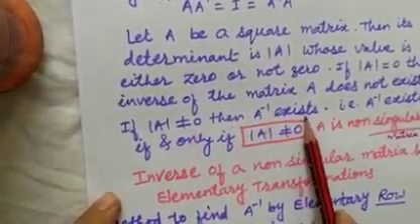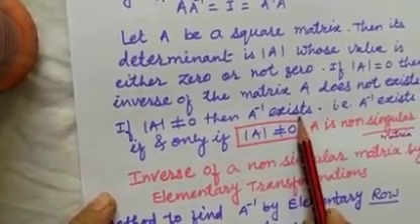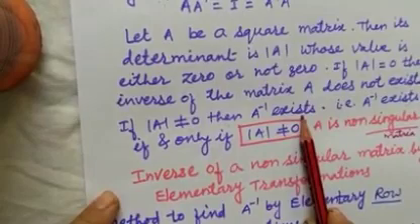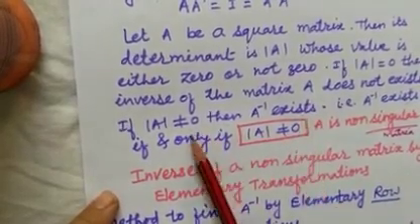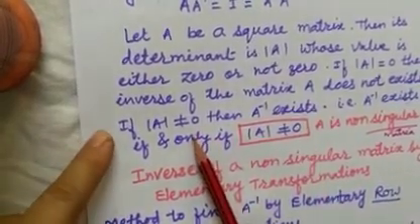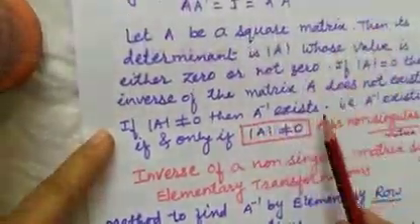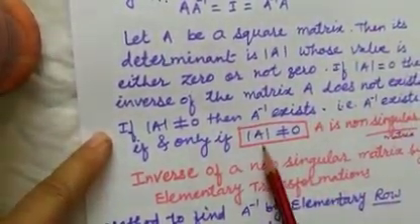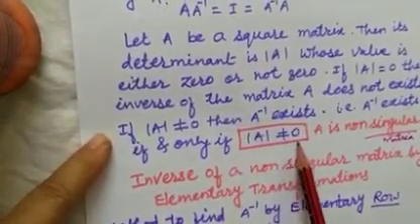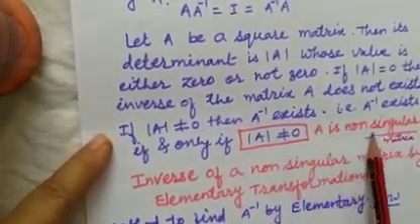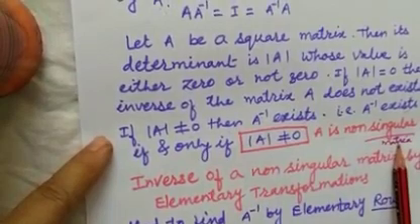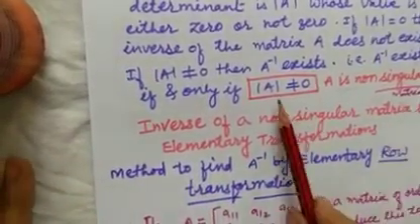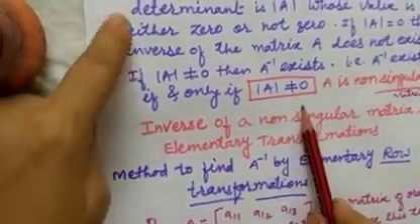then A inverse exists. Remember, this is an important step for finding the inverse of any matrix. So whether the inverse exists or not, we can check this way. The determinant value should not be 0. That is, A inverse exists if and only if the determinant of A is not equal to 0, that is, A is a non-singular matrix. A is a non-singular matrix if and only if the determinant is not equal to 0.